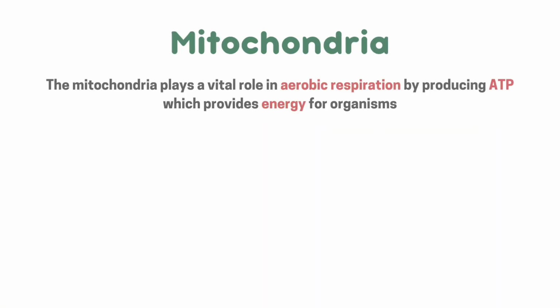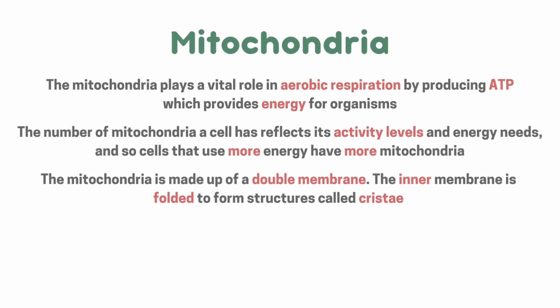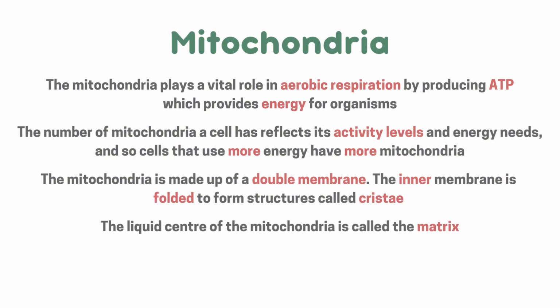Now the mitochondria. The mitochondria plays a vital role in aerobic respiration by producing ATP, which provides energy for organisms. The number of mitochondria a cell has reflects its activity levels and energy needs, and so a cell that uses more energy has more mitochondria. The mitochondria is made up of a double membrane. The inner membrane is folded to form structures called cristae. The liquid center of the mitochondria is called the matrix.